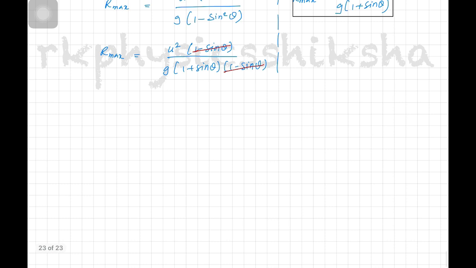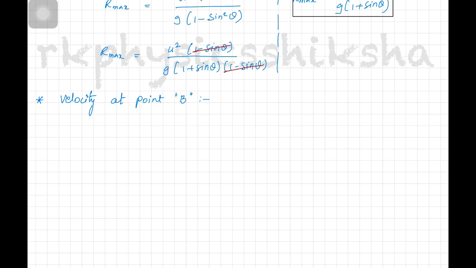Now we are going to discuss the velocity at point B. What will be the velocity at point B? What is this point B here? The point where it will strike the ground.